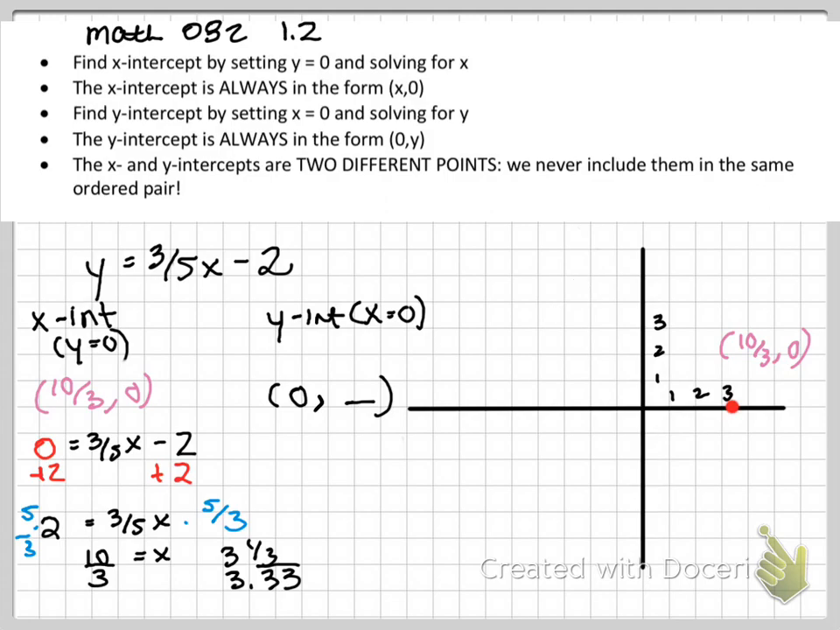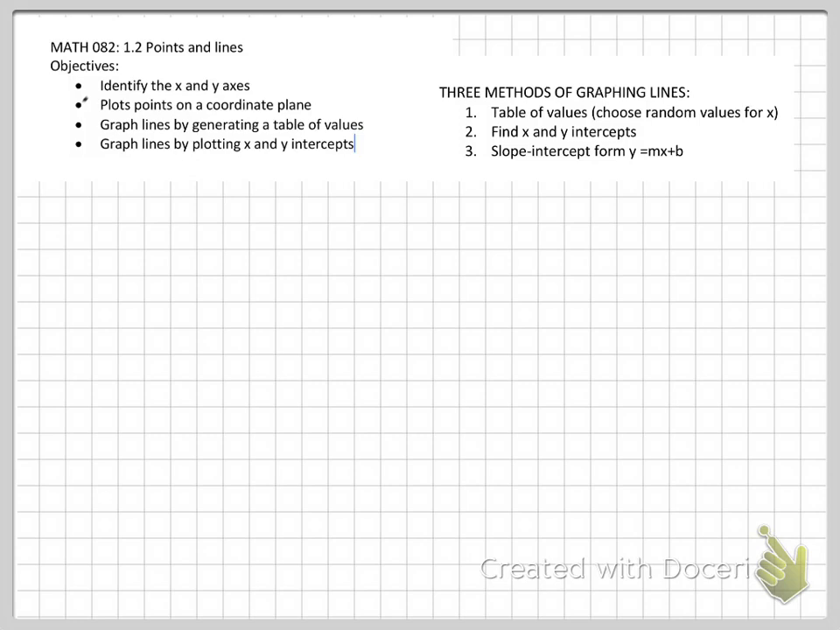So what do you do if you are on MOM and you get a problem like this and it doesn't have a whole number? Well, you're going to have to pick a different method to graph it. So let's go back and look at the 3 methods of graphing. If you try the X and Y intercepts and it gives you non-integer numbers, then you're going to have to either use a table of values or use the slope-intercept form. Otherwise, the software will not let you graph 3 1/3 or whatever your fraction may be.